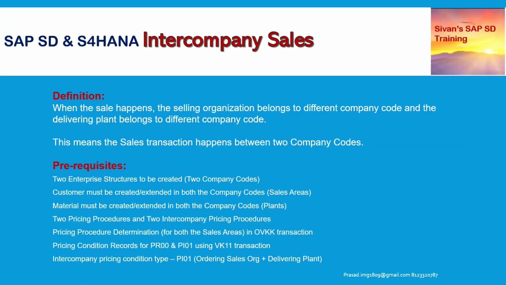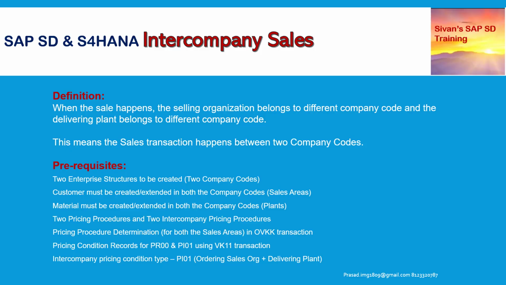So what is meant by intercompany sales? The definition is: when the sale happens, the selling organization belongs to one company code and the delivering plant belongs to a different company code. That means, under the group, two different company codes are there and the transaction happens between them. Why? Because the stocks are not available at the selling organization level. Hence, they request the stocks to be delivered to their end customer from another company code. That is the sales stock transaction between two company codes.